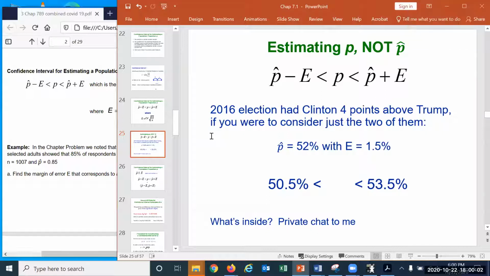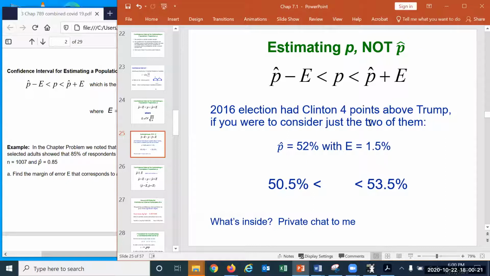The 2016 election had Clinton 4 points above Trump. If you were to consider just the two of them, p hat equals 52% with E equals 1.5%. 50.5% is less than blank, less than 53.5%. What should go inside of here? Private chat to me what you think should go inside of here.